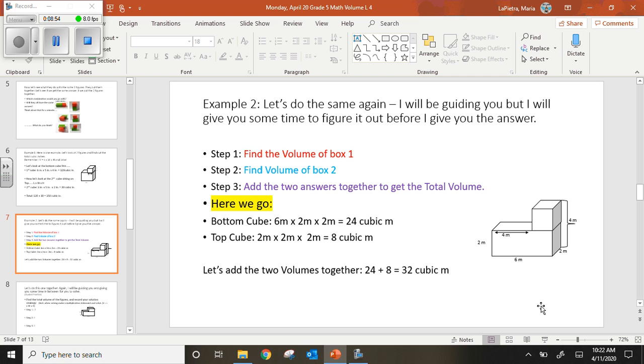Okay, what did you get for your bottom cube? 6 times 2 is 12. 12 times 2 is 24. 24 cubic meters. The top box, 2 times 2 times 2, would give you 8 cubic meters. So let's add the two volumes together. 24 plus 8 equals 32 cubic meters.